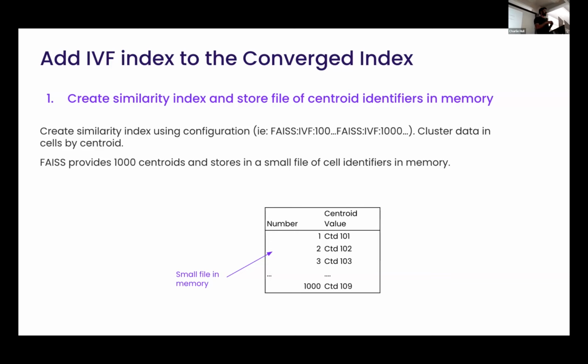Once you have these centroids, it's worth noting that the amount of data needed to store the centroids is not that much. All you need is just the centroid ID along with the vector associated with that centroid. It's a small amount of data, it can be kept in memory, and that's indeed what we do.